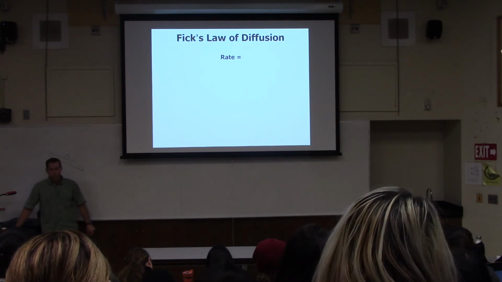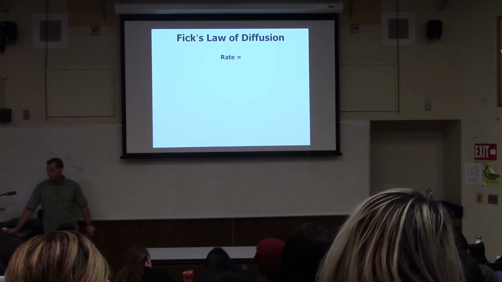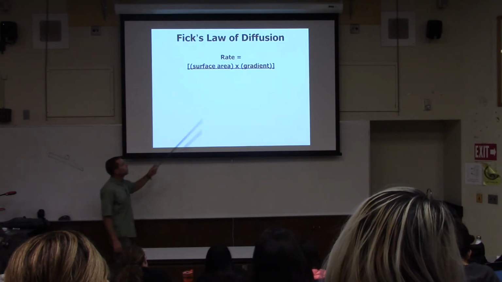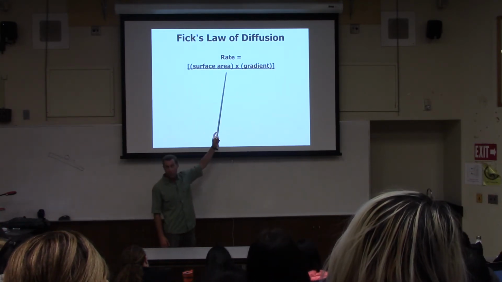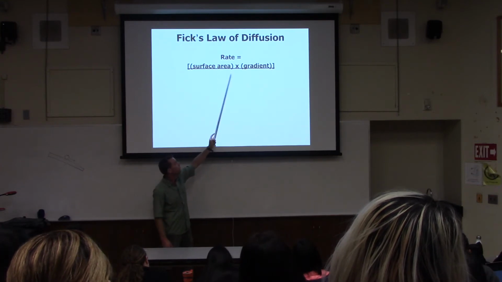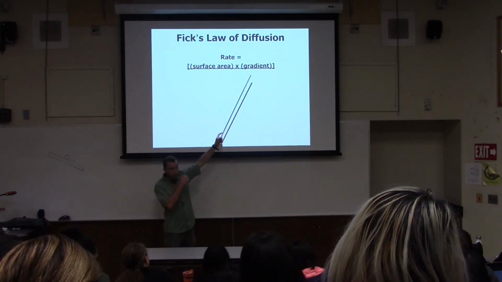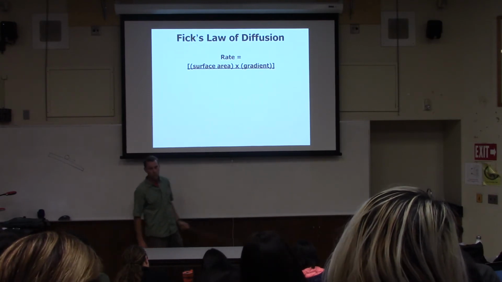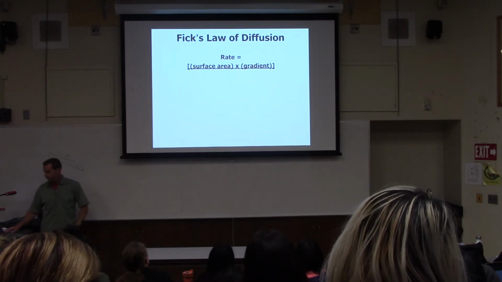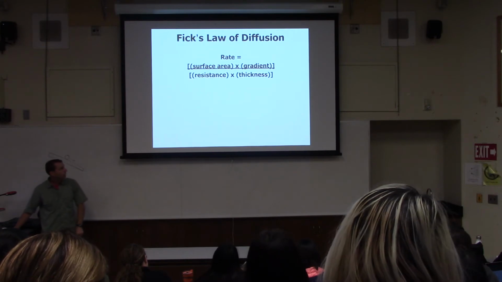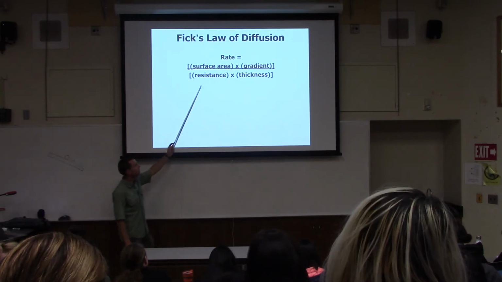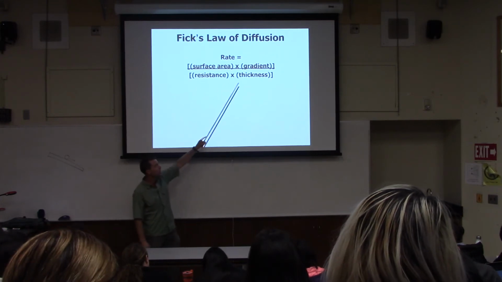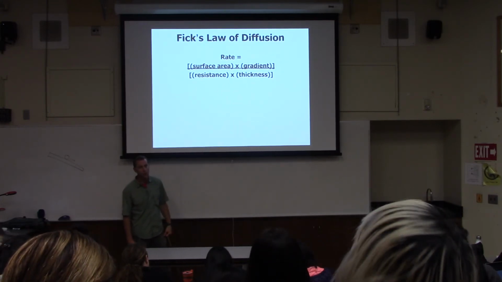Okay, so Fick's law of diffusion says that the rate of diffusion equals the surface area of this thing that we're diffusing across, like a cell membrane, multiplied by the gradient. Right? So the bigger the surface area and the bigger the gradient, the larger the rate of diffusion, divided by the resistance to diffusion and the thickness. So if there's more resistance or it's thicker, then it's going to slow down the rate of diffusion.